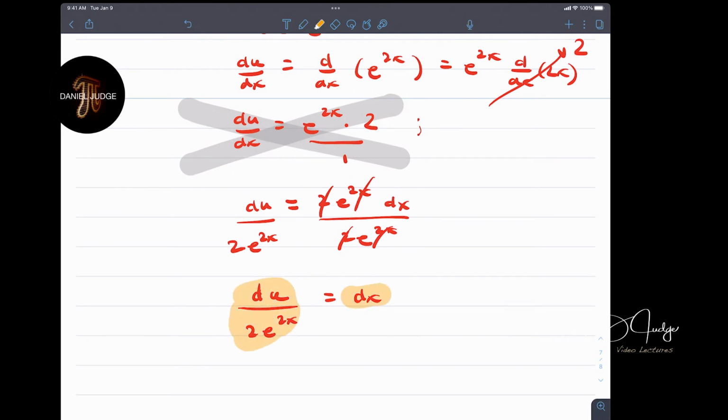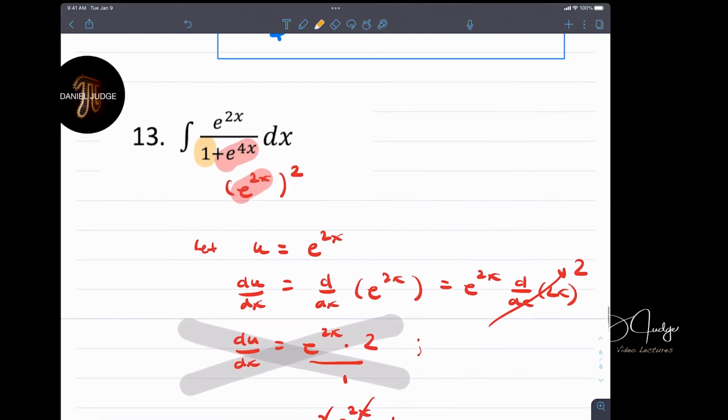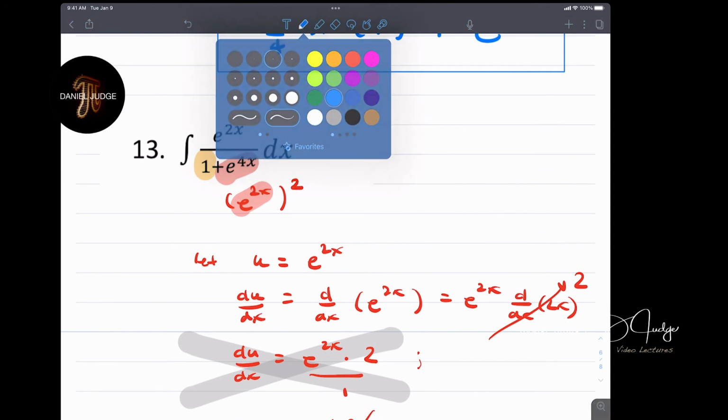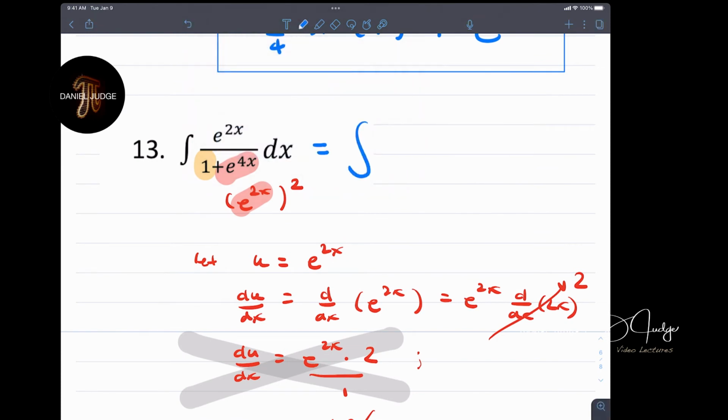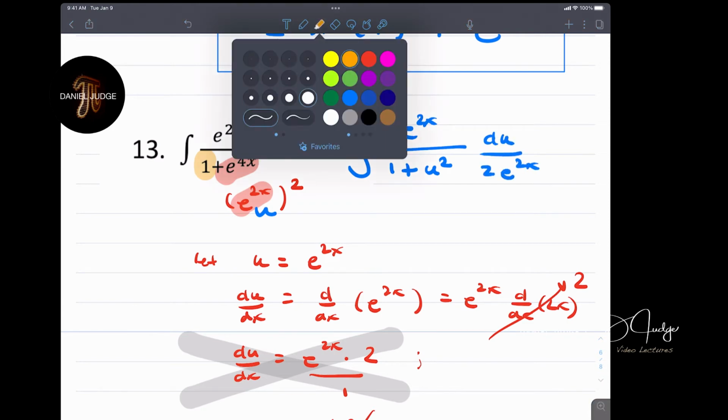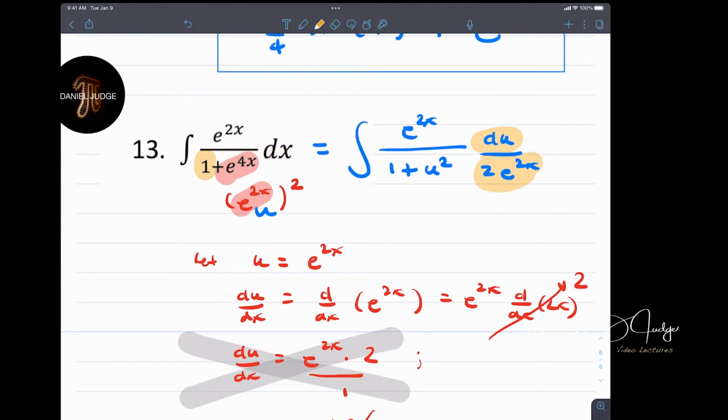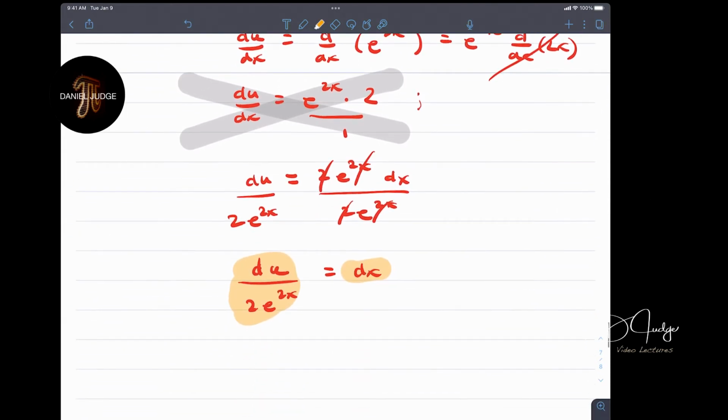du over 2e to the 2x. Okay. So let's see what we get by u-substitution. We have the e to the 2x, that's still on top. That's now 1 plus u squared, because this is u, remember? And dx is du over 2e to the 2x. That was the orange one, right?